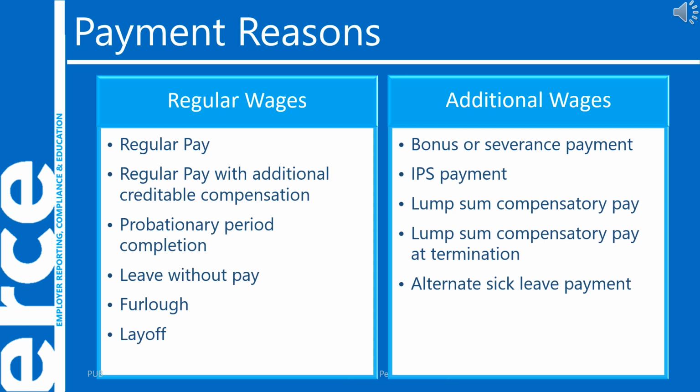The additional wages outside of the regular pay need to be specifically identified for compliance and dispensation purposes. Those additional wage payment reasons are listed in a separate column to remind you that if your employee is receiving one of these payments, it needs to be identified and reported on a separate record from their regular wage payment.